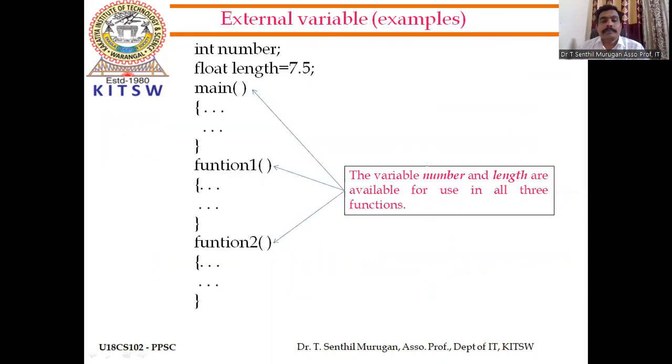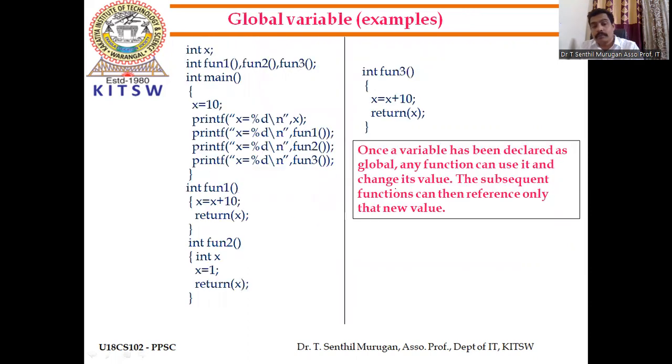Okay, so for example, see here, this is a small program showing how an external variable works. The variable number is declared as an integer and length is 7.5 as a float variable. If we declare these two variables, they can be used by all three functions: main function, function 1, and function 2. Both number and length can be used by all the functions because they are global variables.